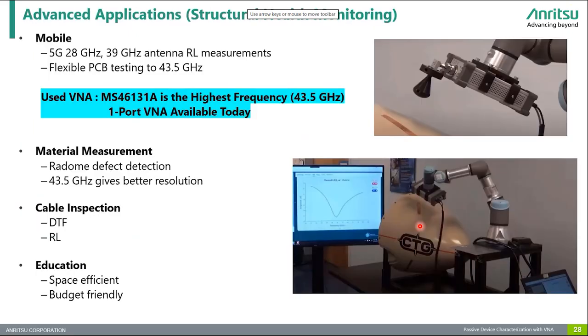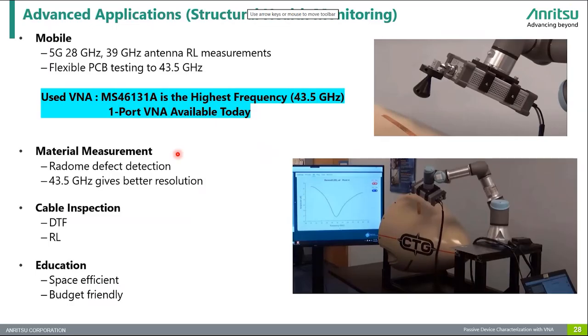And an advanced application of structural health monitoring, which will explain this slide. Let's start with the mobile sector. With the rollouts of 5G networks, especially in the 28 GHz and 39 GHz bands, precise return loss measurements are essential for antenna validation. The MS46131A enables high frequency testing of cables, which are increasingly used in compact and variable devices.